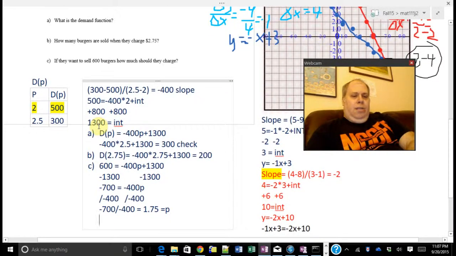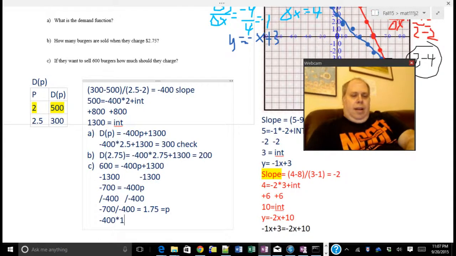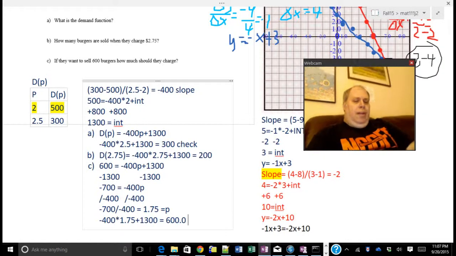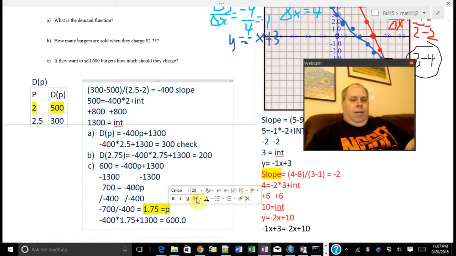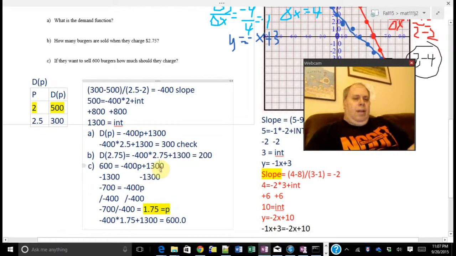And we can just do a quick check. Negative 400 times 1.75 plus 1,300. That'll bring us back to 600. It does. So, here is the answer. And we did it.